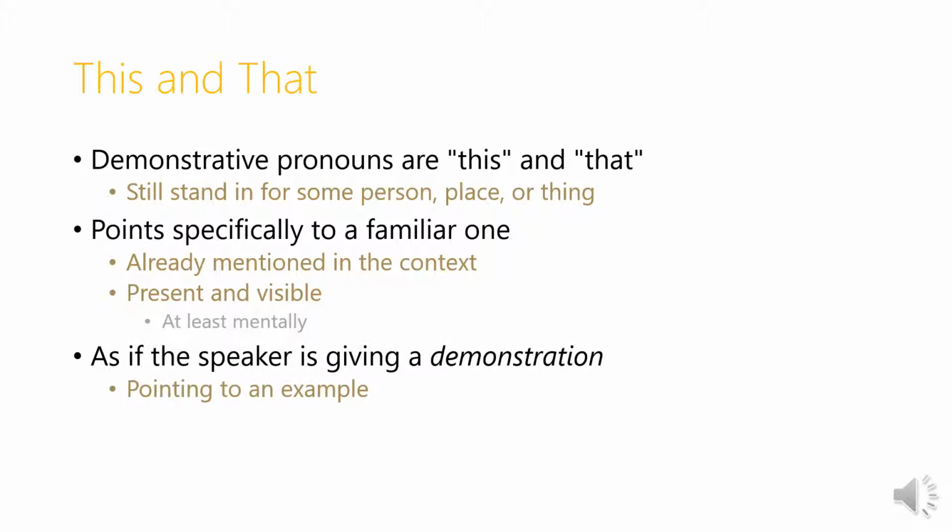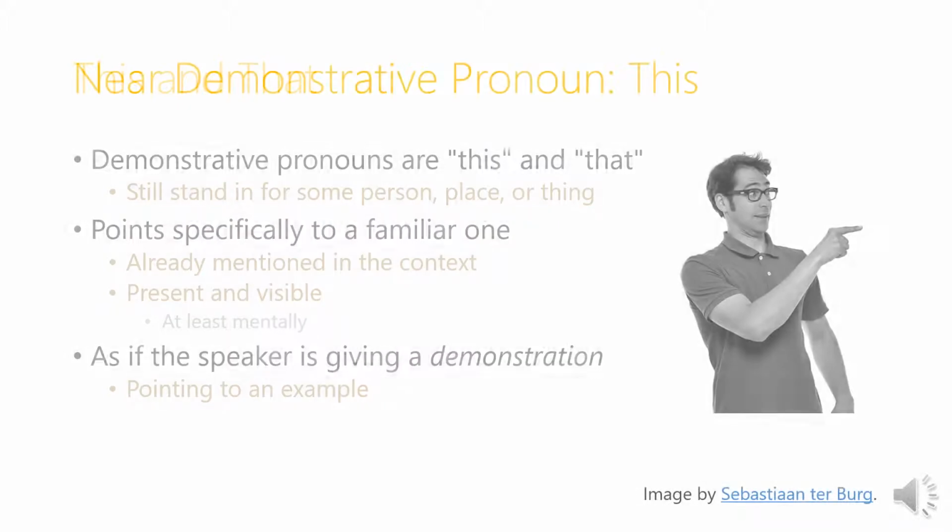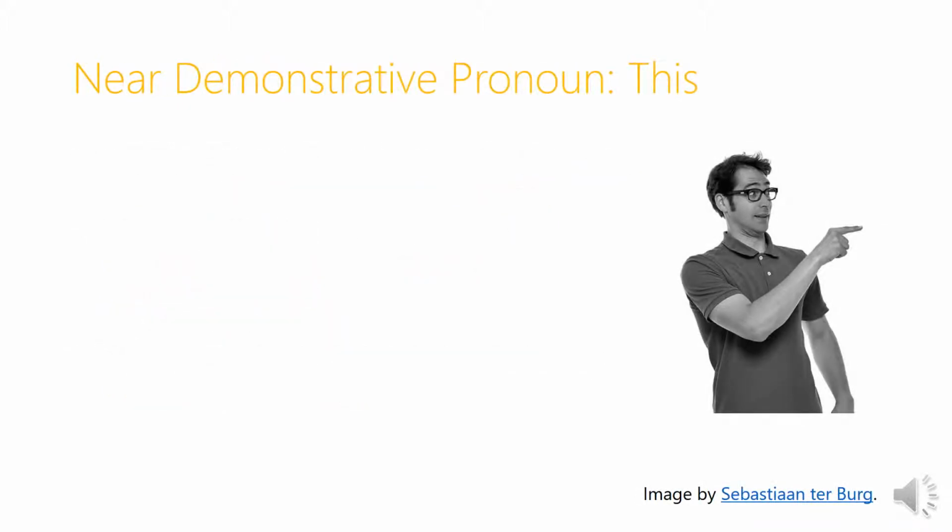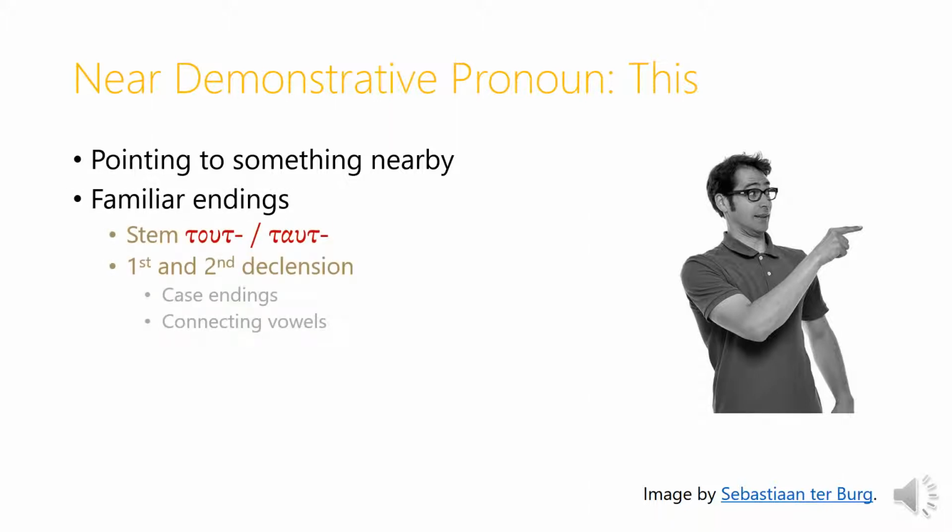It's as if the speaker, then, is giving a demonstration, pointing to an example, and that's why we call them the demonstrative pronoun. Demonstration, demonstrative. We're going to focus for this video on the near demonstrative pronoun, this. With this, we're pointing to something nearby. And we're going to see familiar endings with just a slightly different stem.